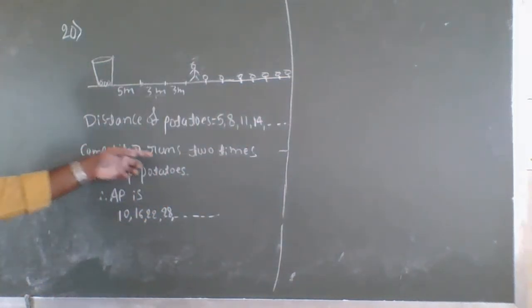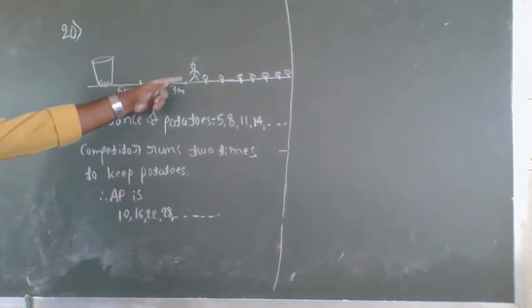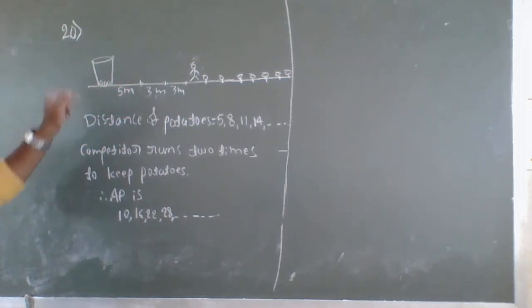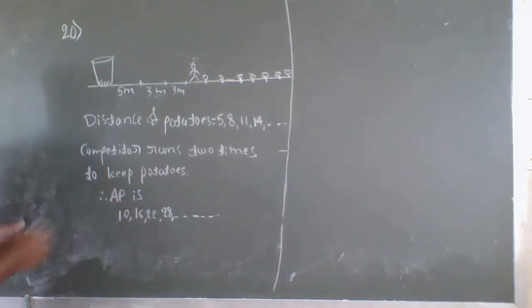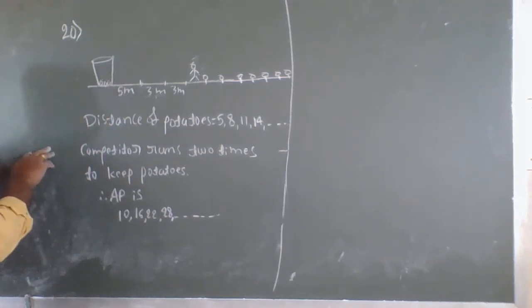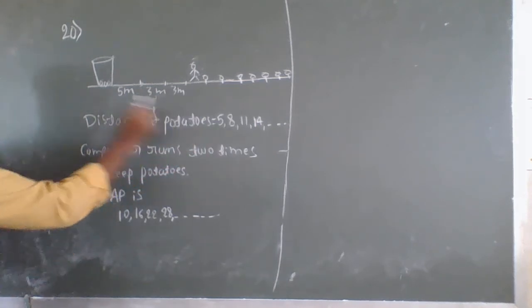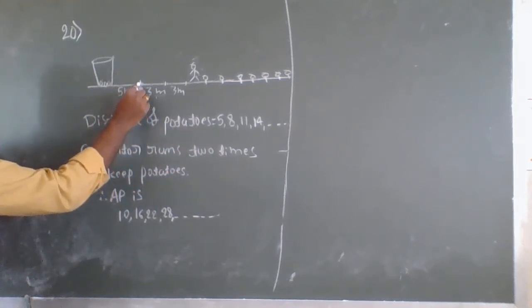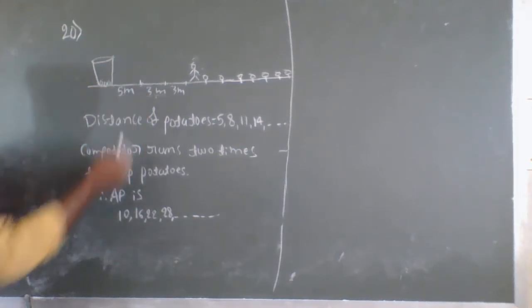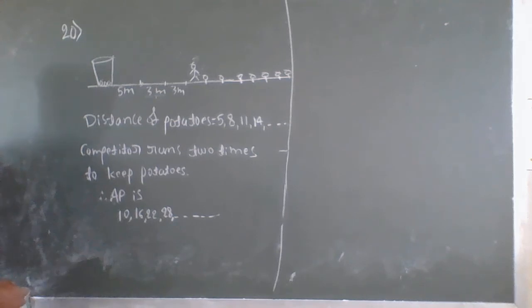But the competitor has to run 2 times to keep the potatoes. Here, this competitor has to run 2 times for each potato to keep it inside the bucket. So here, what is the AP you can write? To keep the first potato, how much distance does she have to run? 5 meters, first she will run 5 meters. After taking that potato, she will come back again, meaning 5 plus 5, 10 meters she has to run.